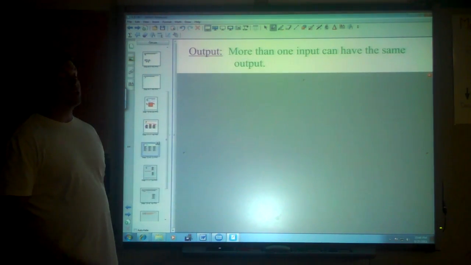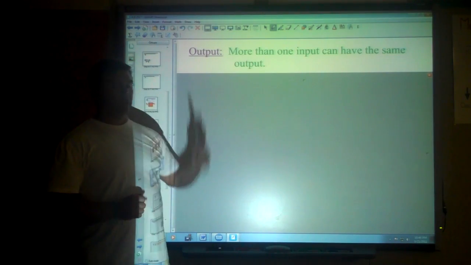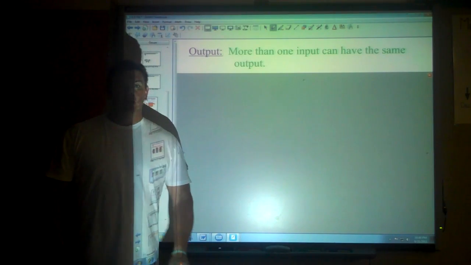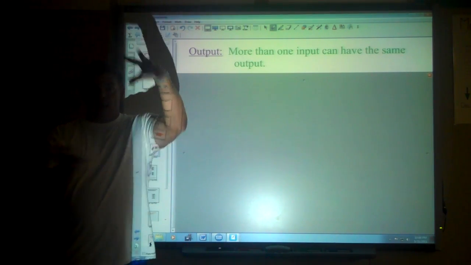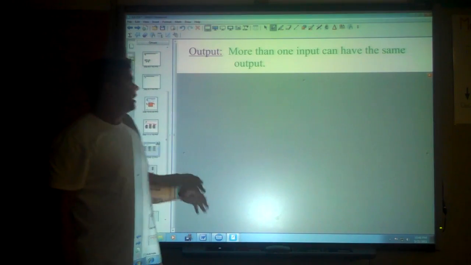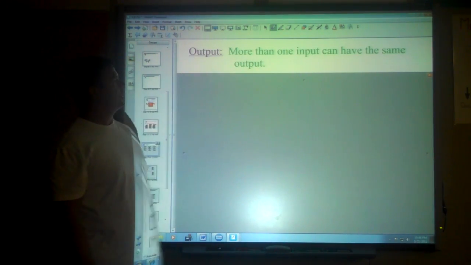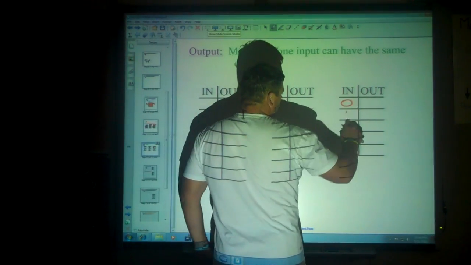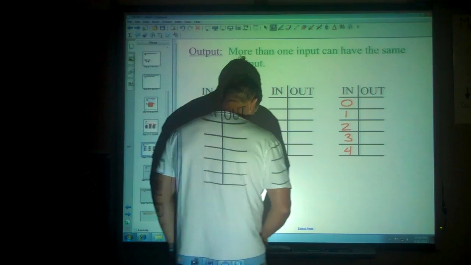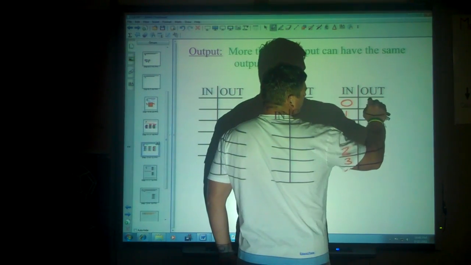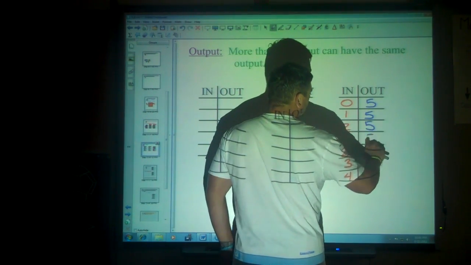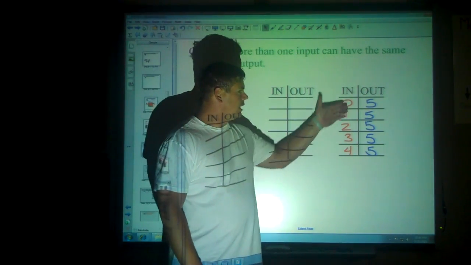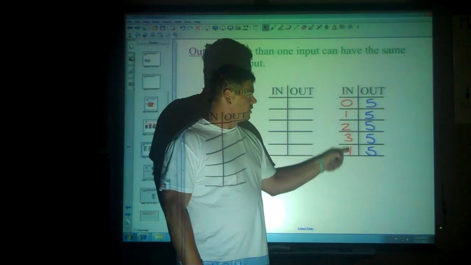Alright, now the definition for output is a little different, because I know that I said that for every input it must get the same result, but for outputs it's possible that different inputs could all have the same answer. I know that's complicated, and I'll try to give you some examples of that. So more than one input can have the same output. Let's look at some examples of that. What that means is if you have 0, 1, 2, 3, 4, it's possible that you could have 5, 5, 5, 5, 5. And you might say, what? Well, there's nothing that says all these inputs can't have the same output.